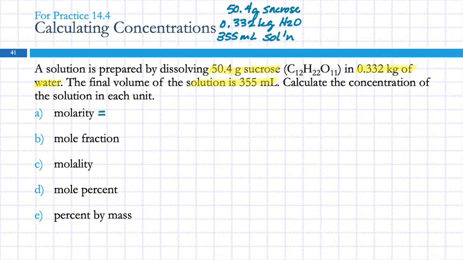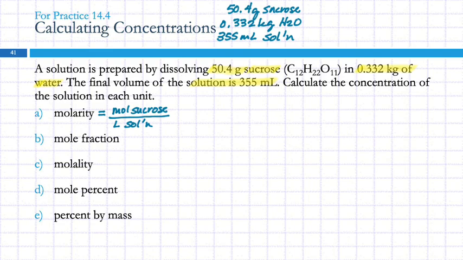Moles per liter. So this is going to be moles of the solute, which is sucrose here, divided by liters of the solution. Well, they didn't give us either of those. They gave us the mass of sucrose. Could we convert that to moles, though? Yeah, we could, because they gave us the formula. So we can calculate the molar mass.